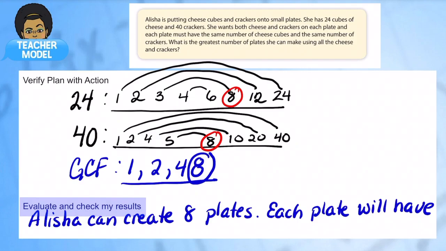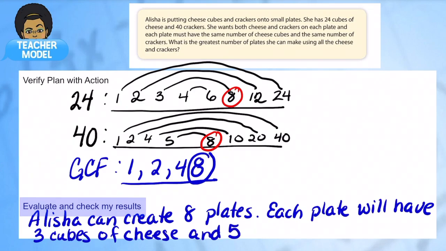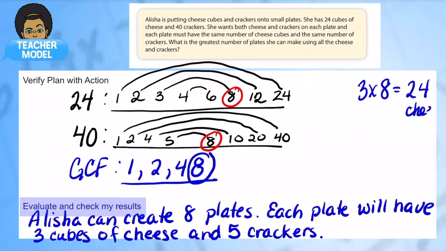Each plate will have 3 cubes of cheese and 5 crackers. And that makes sense because 3 times 8 gives us our 24 total pieces of cheese, and 5 times 8 will give us our 40 crackers. We have found the greatest common factor. Hit pause and jot this into your notes.